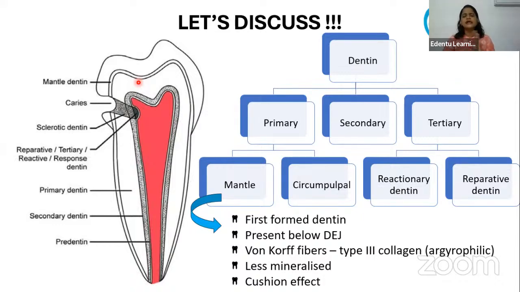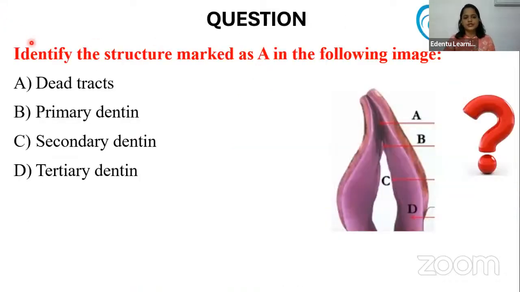It is also comparatively less mineralized when compared to the circumpulpal dentine. So I hope you are now clear about the mantle dentine. Now moving on to the next question.